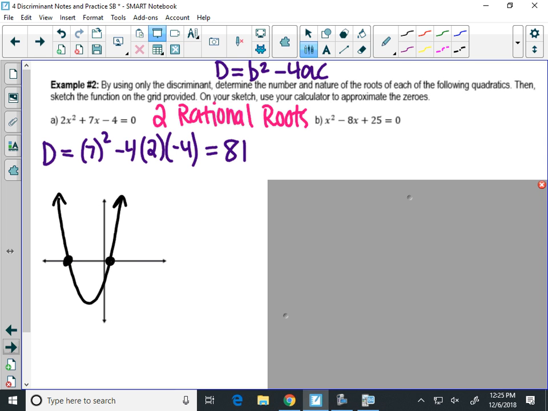Now you guys were pretty good at using your calculator the other day, right? You did well on your quiz with graphing. So I'm going to save us a little time. I'm just going to tell you where the x-intercepts are.